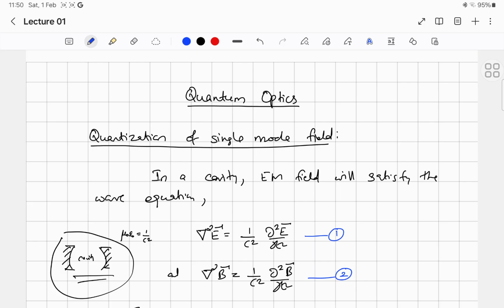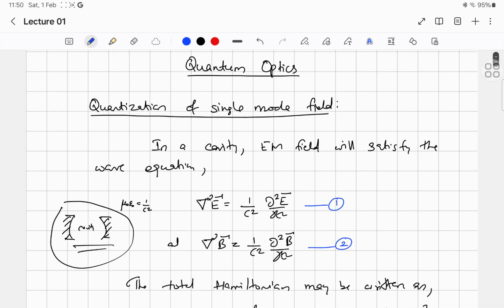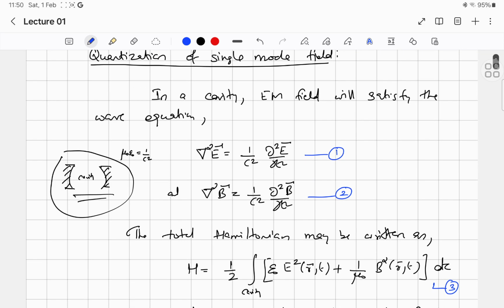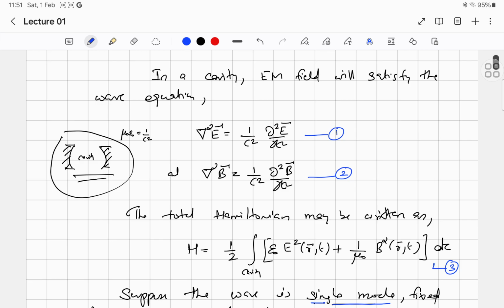Okay, so we know that if you consider an electromagnetic field which is confined in a cavity, obviously it has to satisfy Maxwell's equations, or you can say it has to satisfy the wave equation, because the wave equation is simply derived from Maxwell's equations in vacuum. So these are the wave equations: del squared E equals 1 by c squared times the second derivative of E with respect to t, and del squared B equals 1 by c squared times the second derivative of B with respect to t. So these two equations are the wave equations of the electromagnetic field inside the vacuum.